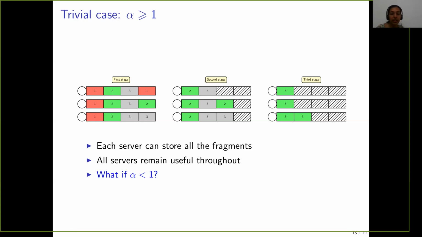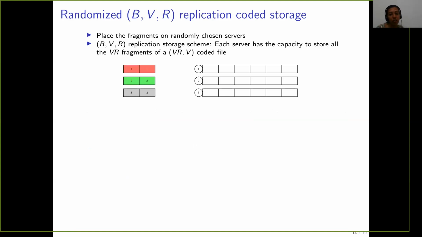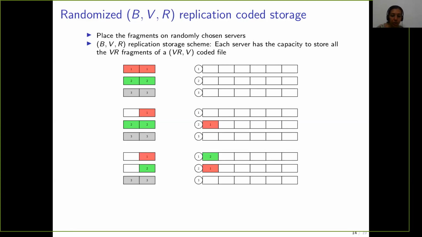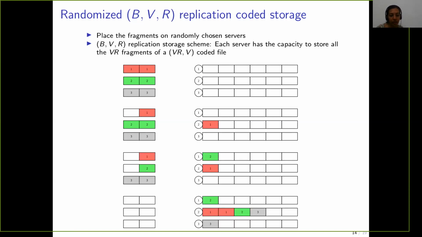Then we suggest a randomized placement of fragments over the servers. And how do we do this randomized placement? Just pick any of the replicated fragments and then choose one server among the B servers uniformly at random and place the fragment on that server. And we may continue this process until all the fragments are placed.